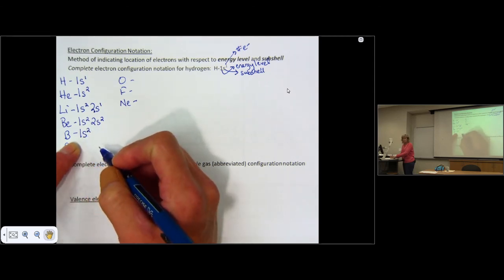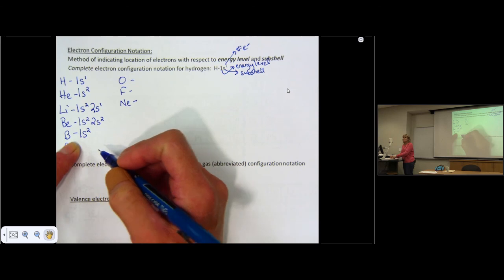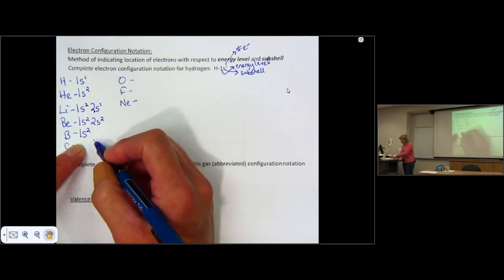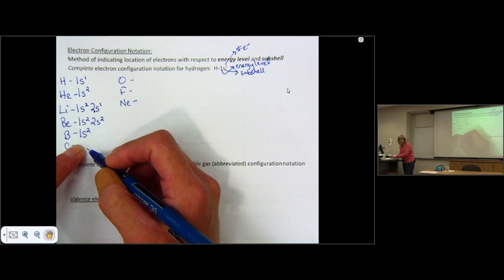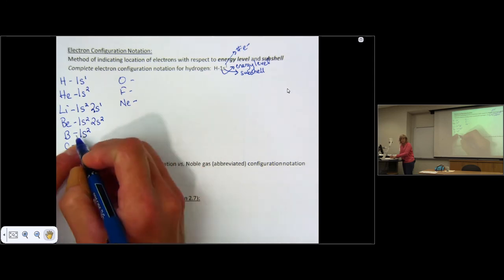So we put 1s2. Now somebody wants to say this, so I'll say it for you. Does that mean everybody past helium has 1s2? Yes. Do you see that? Everybody past helium starts with 1s2.